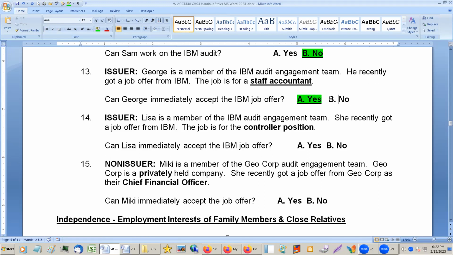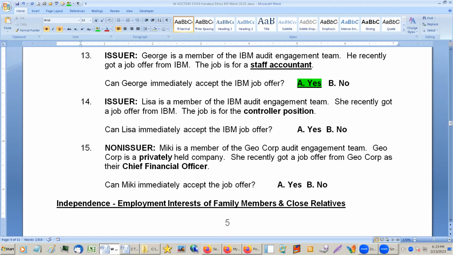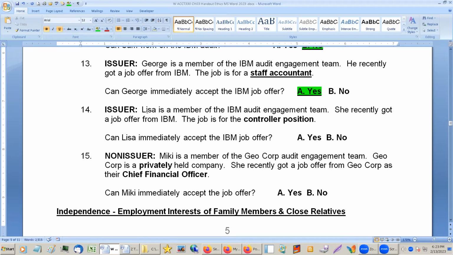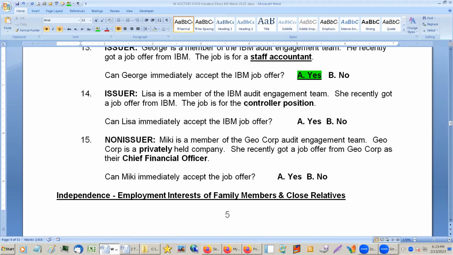Now it does depend on the size of the company and the responsibilities. But if it's just a regular staff accountant, someone who's just going to make journal entries. Okay, now 14 is a little bit more. Lisa, IBM, and she got the job for a controller position. So controller is kind of like the top accounting person in the company.